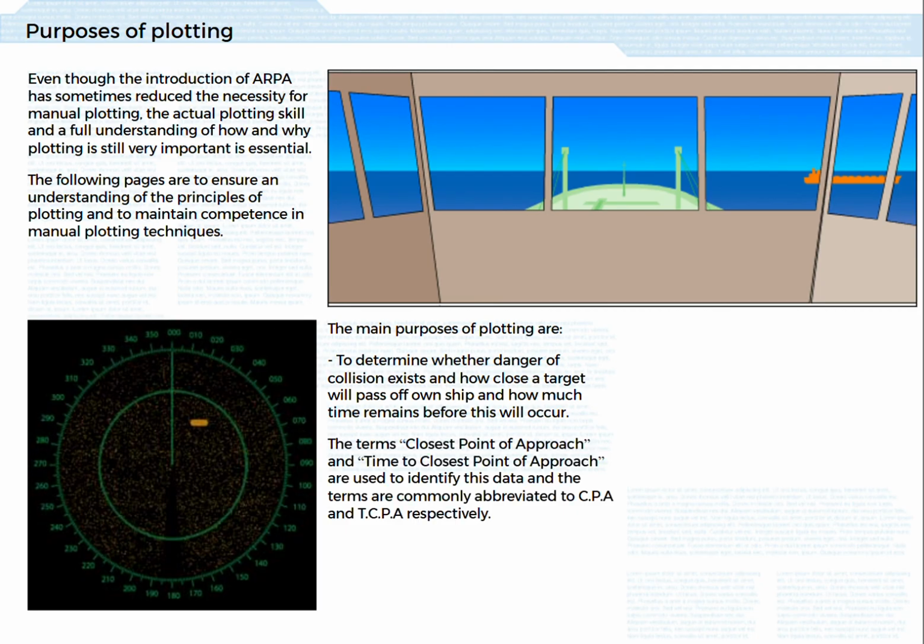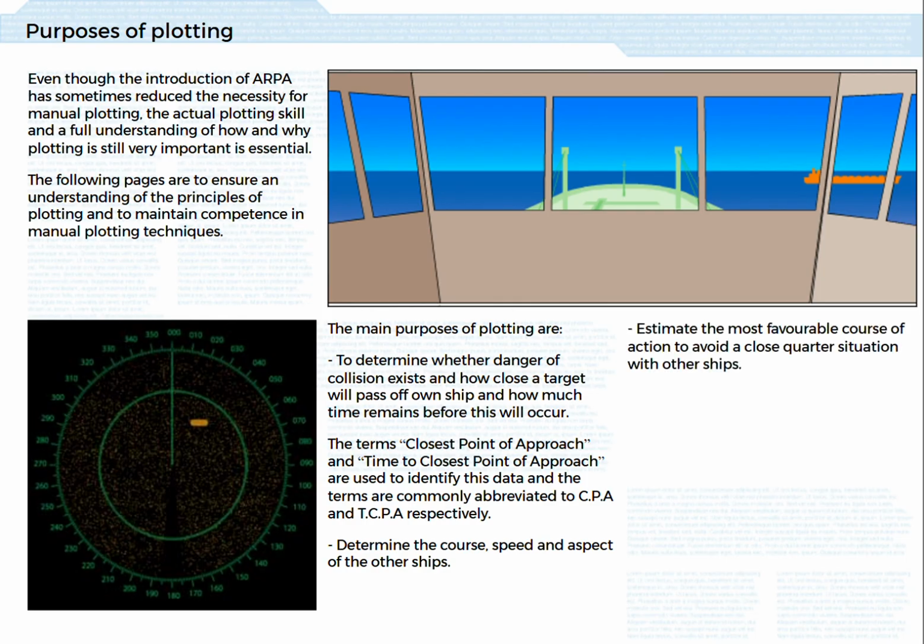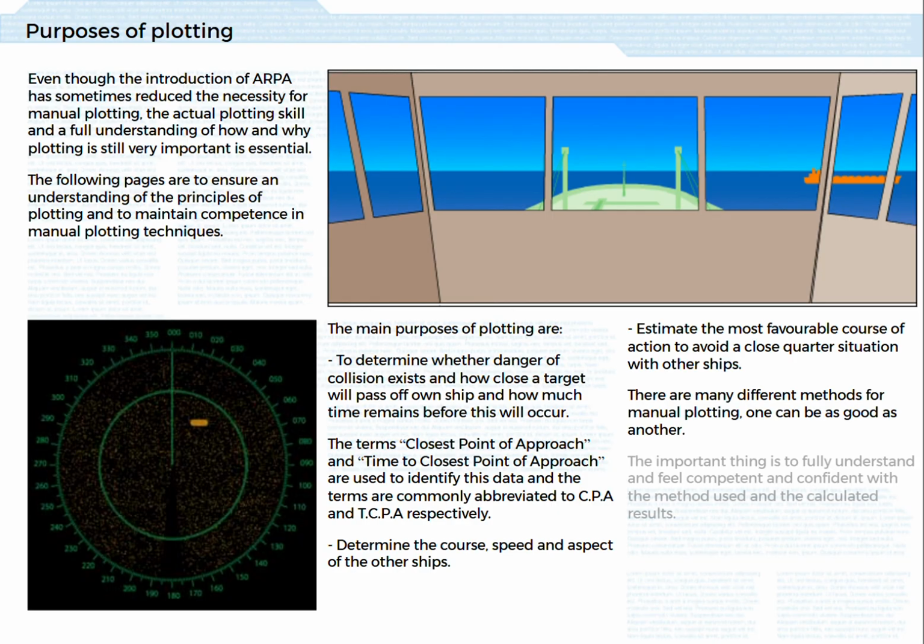The terms closest point of approach and time to closest point of approach are used to identify this data, and the terms are commonly abbreviated to CPA and TCPA respectively. Determine the course, speed and aspect of the other ships. Estimate the most favourable course of action to avoid a close quarter situation with other ships. There are many different methods for manual plotting. One can be as good as another. The important thing is to fully understand and feel competent and confident with the method used and the calculated results.